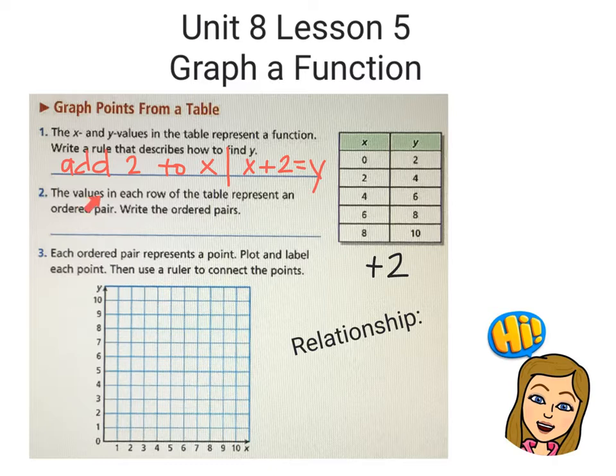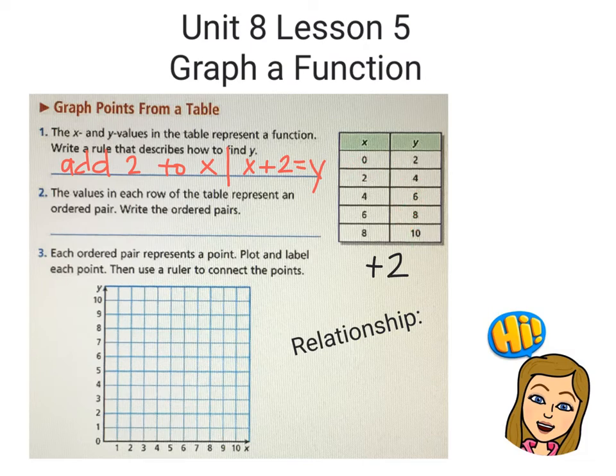Next, the values in each row of the table, rows, remember, go side to side or left to right, represent an ordered pair. Write the ordered pairs. Remember that the ordered pairs are the x and y coordinates that we use to graph on a coordinate plane. So the first one would be the x coordinate and then the y coordinate separated by a comma.